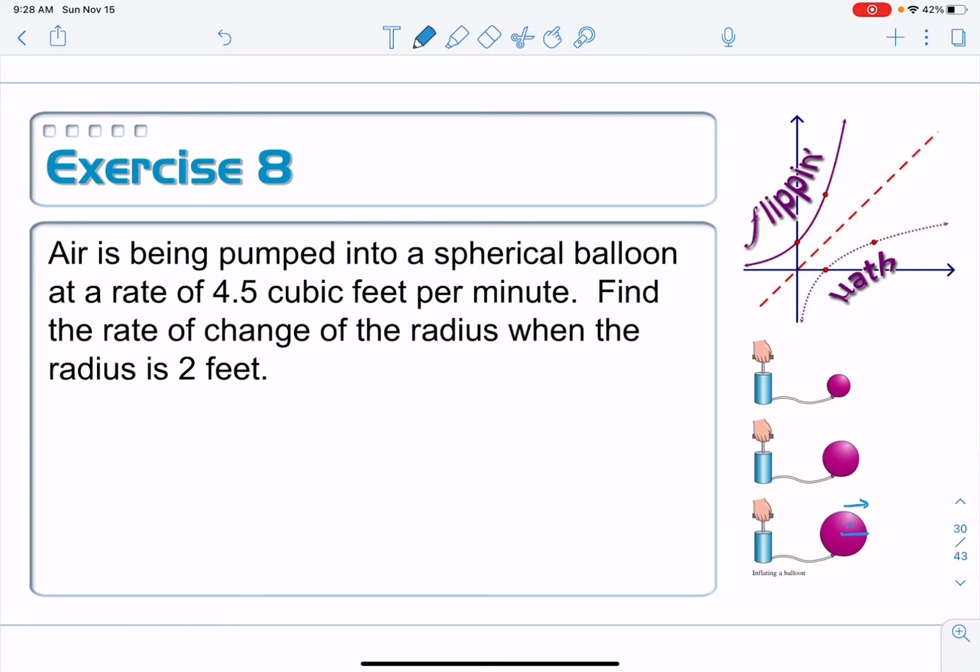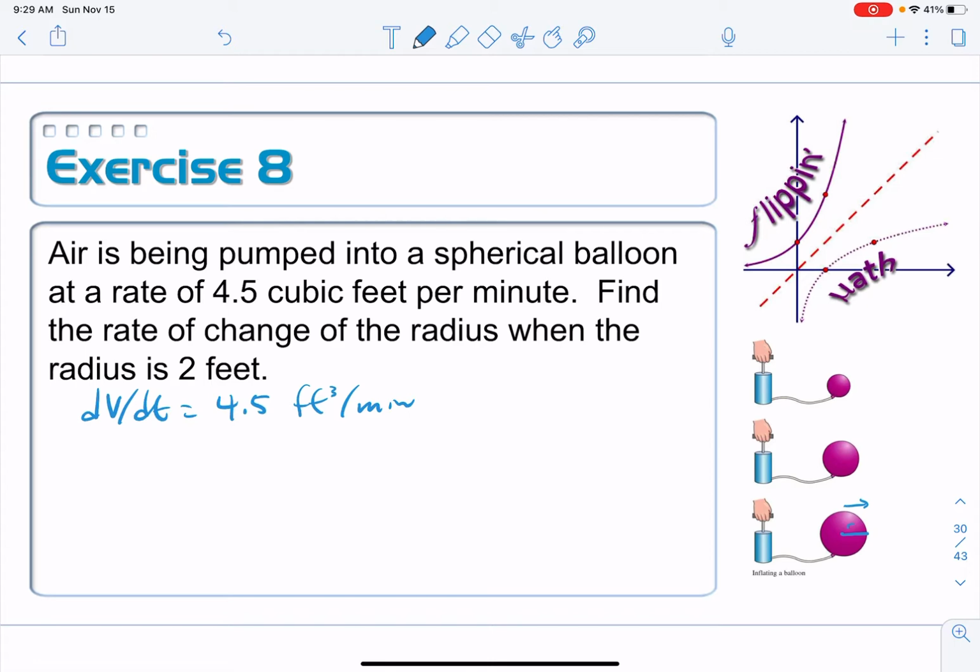So let's now list out all the stuff that we have. What's the first number that we have? We've got 4.5. Notice the units, cubic feet per minute. So that kind of clues us into what kind of quantity is changing. What's being measured here? Cubic feet? It says air. Notice it doesn't say volume anywhere, but that's the implication whenever our units are in cubic feet. So dV/dt is equal to 4.5 cubic feet per minute.